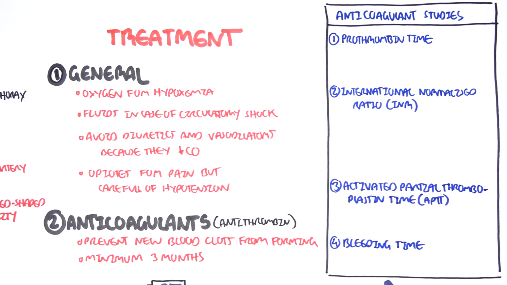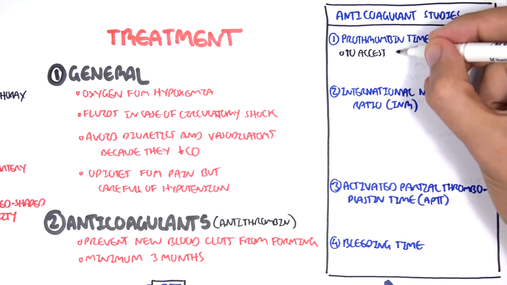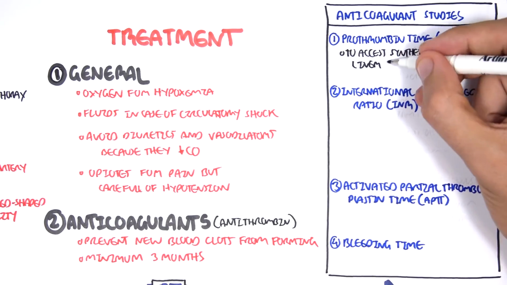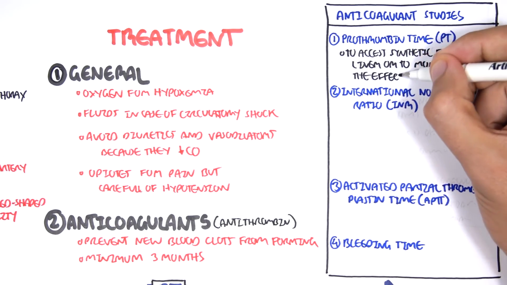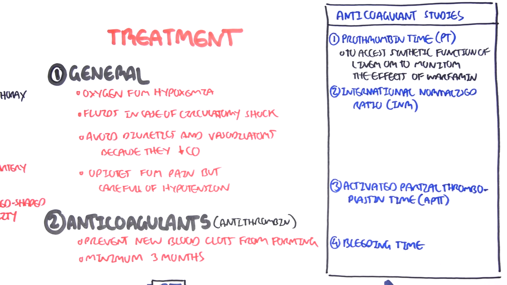So your prothrombin time, your PT, is measuring the activity of your clotting factors from the extrinsic pathway and your common pathway, which are the clotting factors produced by the liver. And so you're actually assessing the synthetic function of the liver. Or you can also use prothrombin time to monitor the effects of warfarin, because warfarin targets the extrinsic pathway and your common pathway as well.